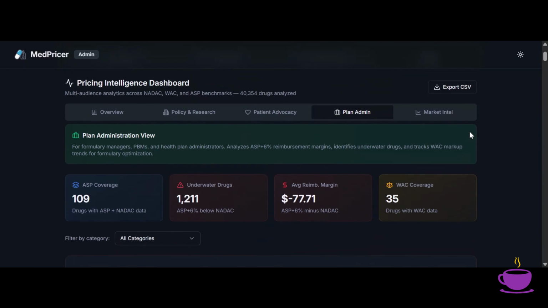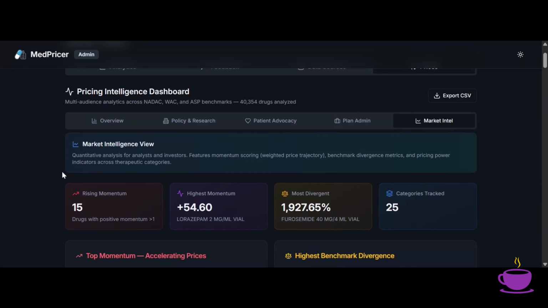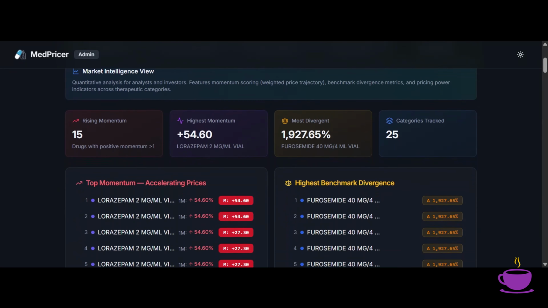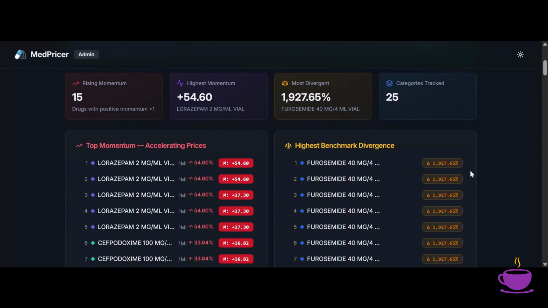This is going to be market intel. Right, so this is the market intelligence views, a quantitative analysis for analysts and investors. Again, more financial information. We've identified terms as rising momentum. Momentum we're describing in financial terms as the price increase. Highest momentum with the greatest, what we call market indicators of price increase momentum. Most divergent, in which we will see a greater disparity in the different drug pricing databases. And again, the different categories that you've seen in the previous tabs.